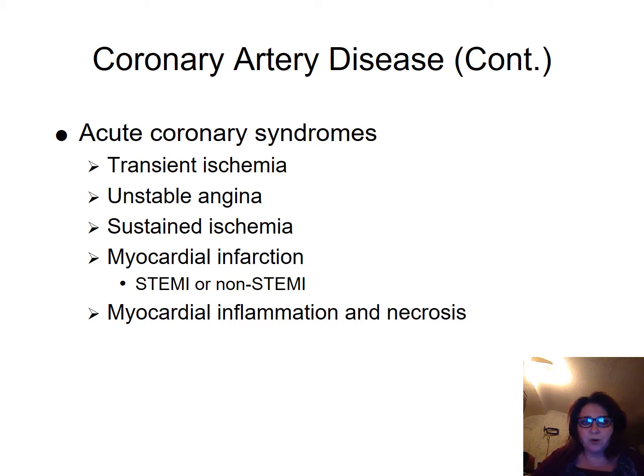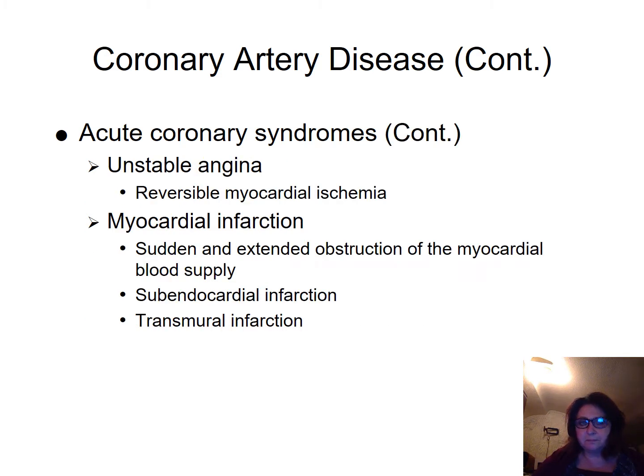Oh, we have acute coronary syndromes, and these are the different names for different coronary syndromes. Myocardial infarctions are considered STEMI or non-STEMI. We have unstable angina, which is a reversible myocardial ischemia. And the myocardial infarction is the sudden and extended obstruction of the myocardial blood supply.